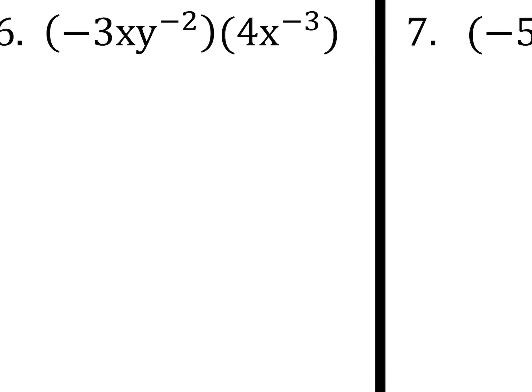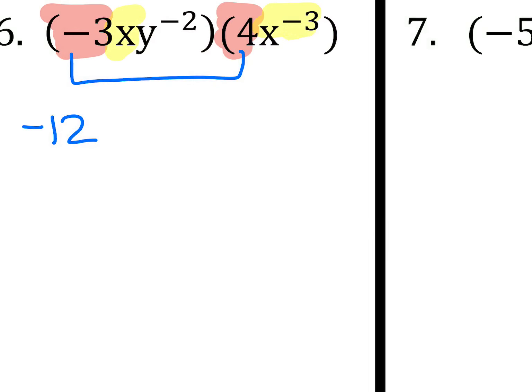All right, same deal. We have our coefficients of negative 3 and 4, which simply get multiplied together to give us negative 12. We've got a base of x and a base of x. So we have x to the invisible 1 times x to the negative 3rd. We keep the base and add our exponents. 1 plus negative 3 is negative 2. Y here is standing alone. We don't have any other y's, so y to the 2nd just comes along for the ride.